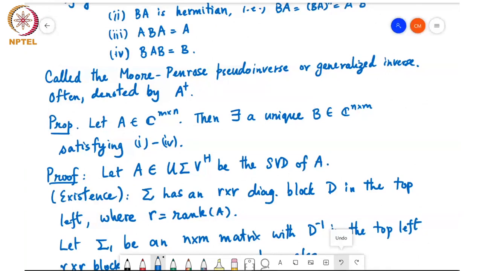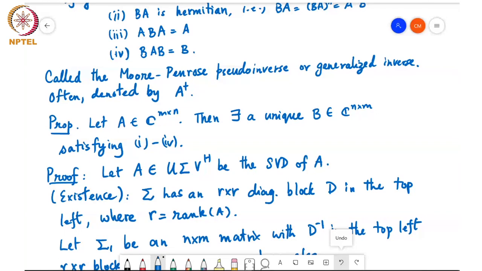Okay, so here is how the proof goes. So again, we start with the singular value decomposition of the matrix A, U sigma V Hermitian. So first we'll talk about existence. That is to show that there exists a matrix B which satisfies these four properties.